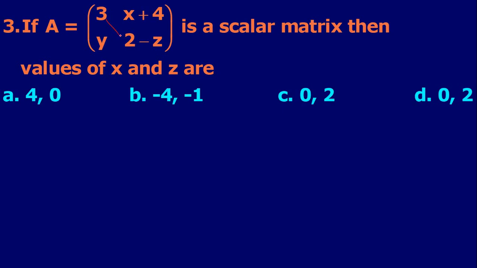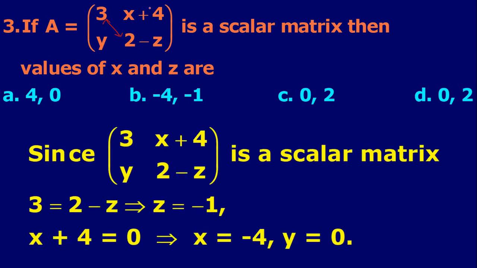Scalar matrix means diagonal elements should be the same. So we can write 3 equal to 2 minus z and other elements should be zeros. So here the diagonal elements should be equal and the other elements should be zeros. Therefore 3 equal to 2 minus z. Taking z to the other side and 3 to this side, we get z equal to 2 minus 3, therefore z equal to minus 1.